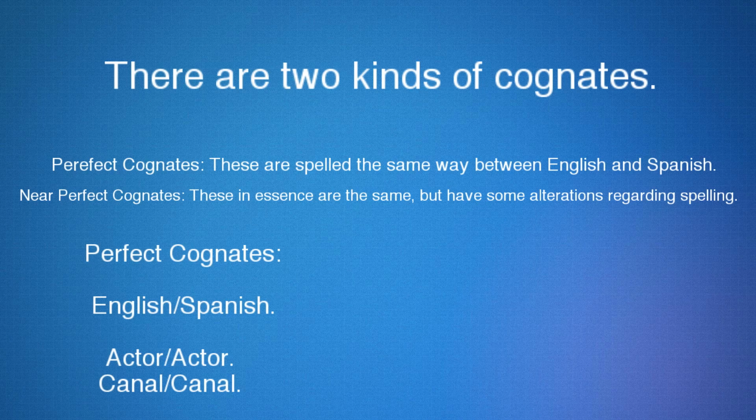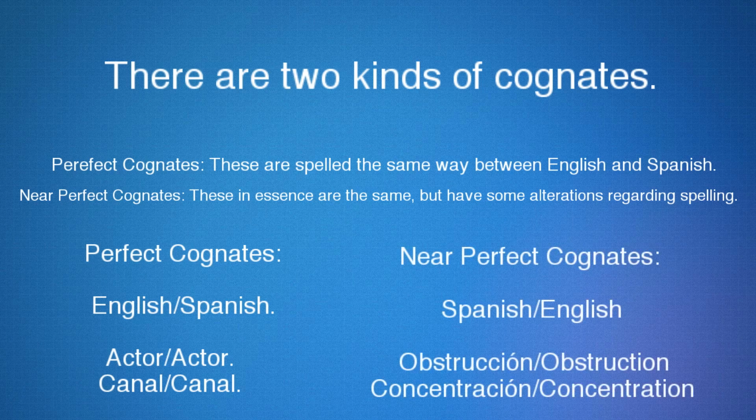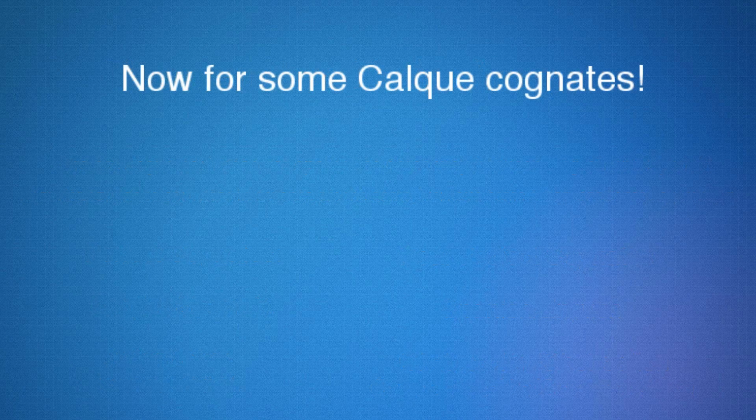Actor in English and actor in Spanish. Canal in English and canal in Spanish. For some near-perfect cognates, we have obstrucción in Spanish and obstruction in English, concentración in Spanish and concentration for English. Now let's take a look at some loanwords.